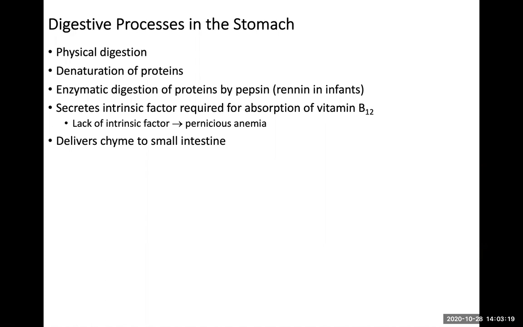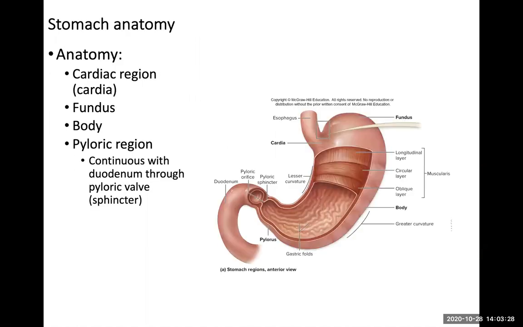We're going to start talking about gross anatomical features of the stomach, and then we'll talk about the physiological processes that occur in the stomach. So when we look at the stomach, some of this is lab related, but I do expect you to know at least, again, structure determines function. So in order to understand what happens in the stomach, you have to have an appreciation for the anatomical features and landmarks of the stomach.